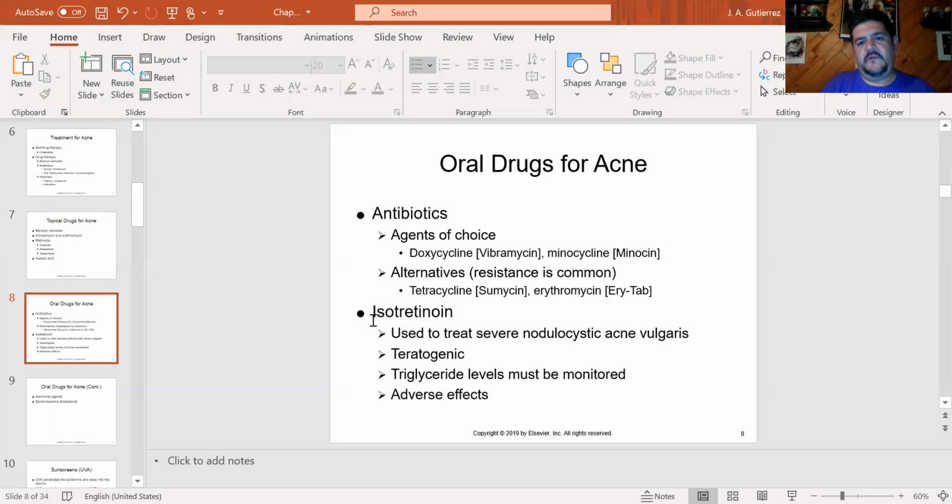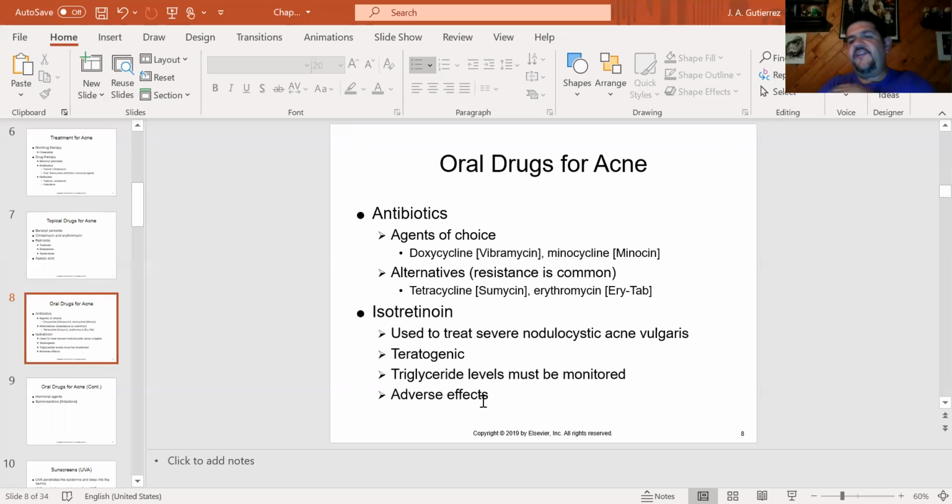Now, this is a very good medication, isotretinoin, and it's a variation that comes from vitamin A. Isotretinoin, you need a prescription to buy it, and it is used for severe, aggressive acne. We call that nodulocystic acne vulgaris. It's a very, very hard acne that we see on some teenage patients. And the bad side about this medication is that it is teratogenic. That means it's going to produce severe malformations on the fetus.